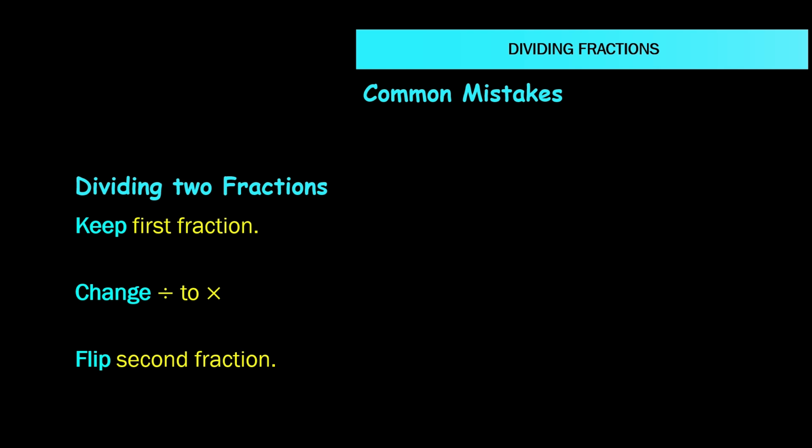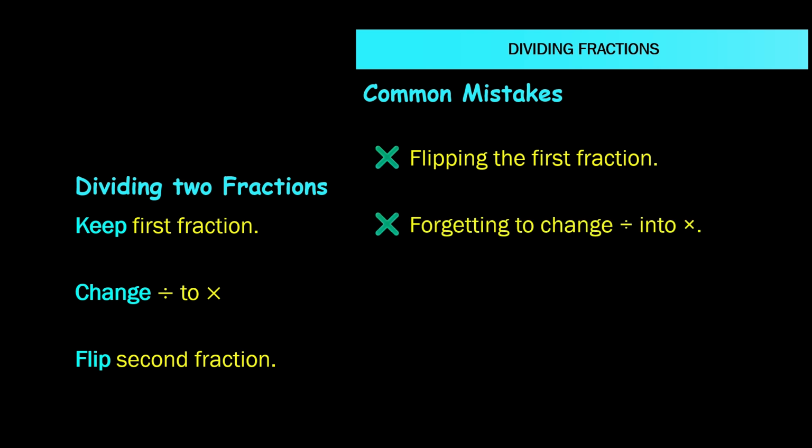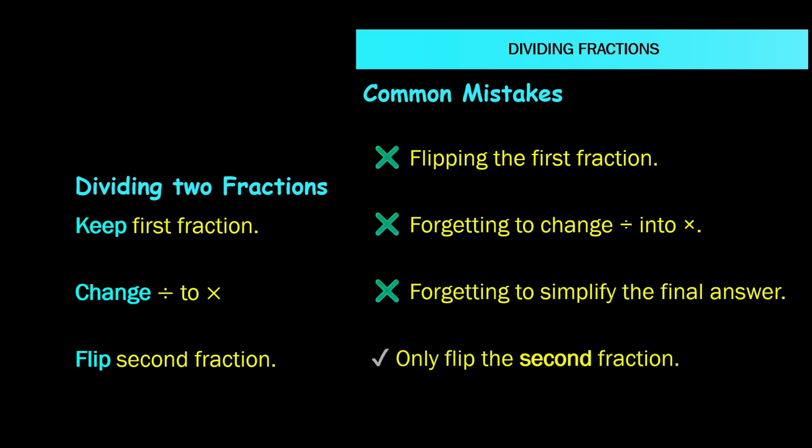Some of the common mistakes students make are flipping the first fraction instead of the second one, forgetting to change the divide into multiply, and forgetting to simplify the final answer. Remember to only flip the second fraction.